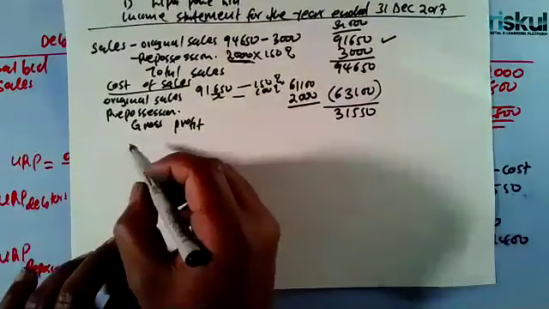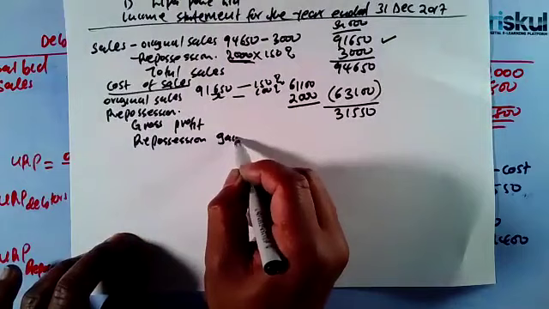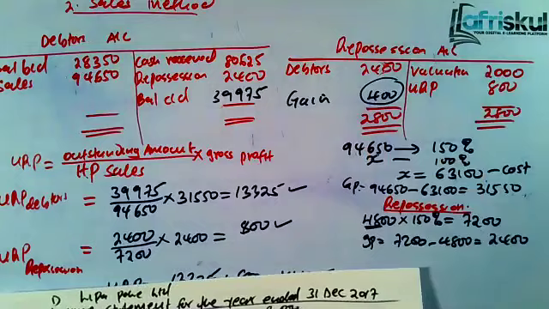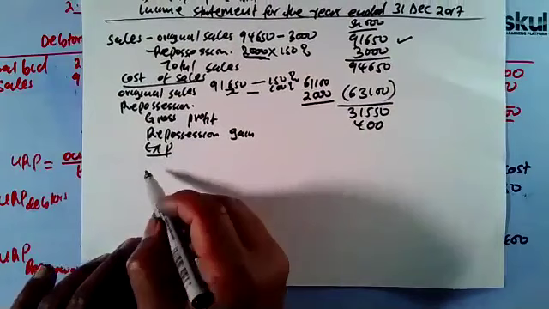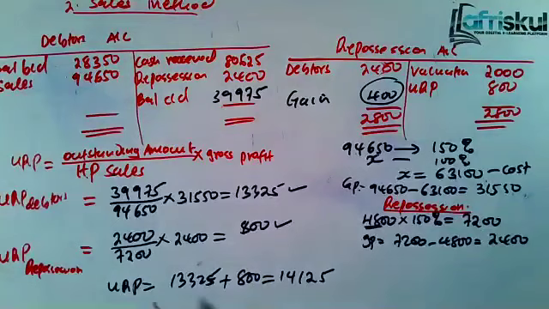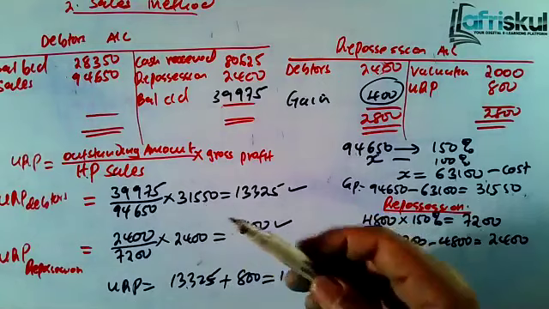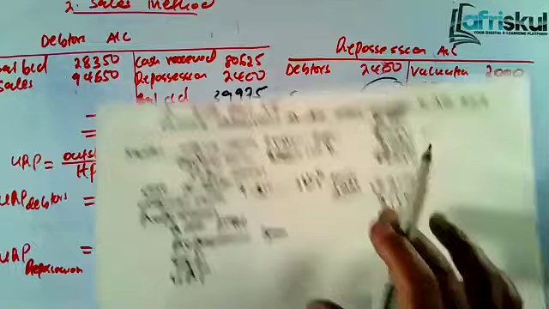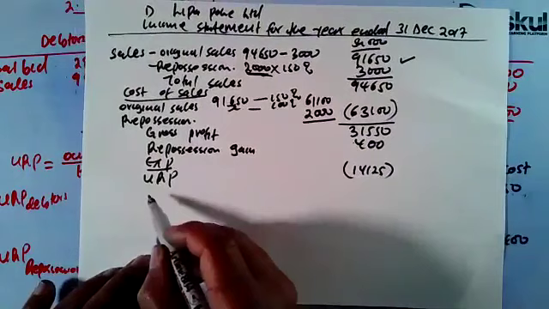Now after you get the gross profit, remember we had repossession gain. And the repossession gain we have seen is 400. That is it here, the 400. Then we go to the expenses. Under expenses, we have the unrealized profit. Here is the unrealized profit. I have added the two. One is 13,325 for the debtors. Then I have added on repossession of 800. I get 14,125. 14,125. Then also we have general expenses.